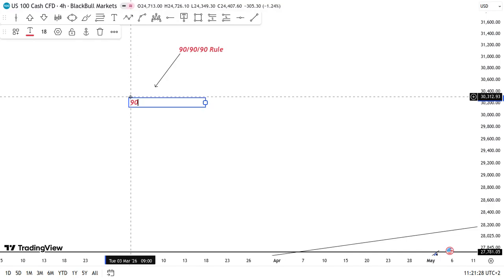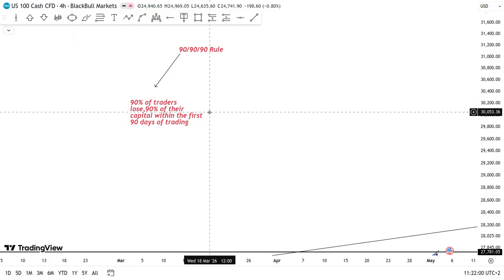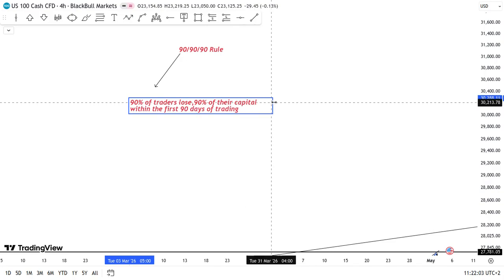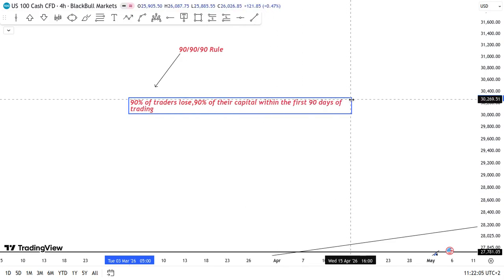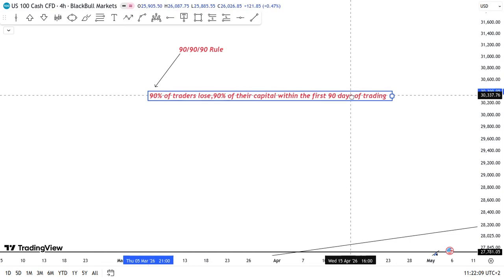90% of traders lose 90% of their capital within the first 90 days. These are proven statistics and facts that 90% of traders lose 90% of their capital within the first 90 days.